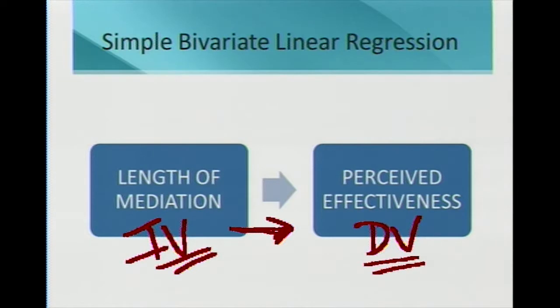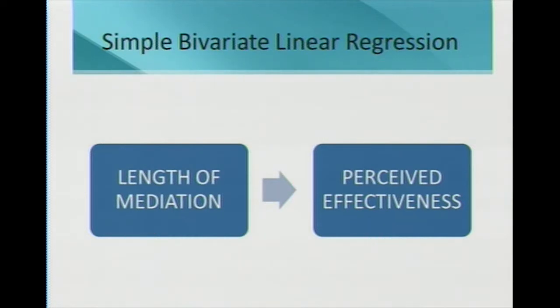And so as we look at this, we see bivariate, which means two variables, and we see linear, which means that it is a linear model, and then we see regression. Now notice this is not correlation because we are looking at the impact of the independent variable on the dependent variable. And how we do that is look at the variance accounted for. So as we look at this model, we can see that it's showing us this idea that we have a regression model and we're looking to see if length of mediation is a significant predictor.